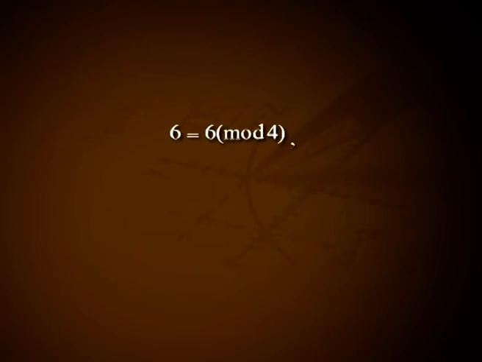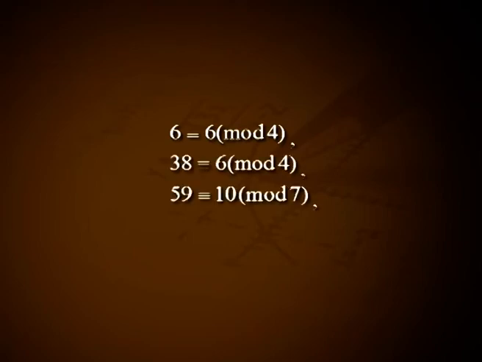Since 13 minus 3 is divisible by 5. 18 is congruent to 3 mod 5, since 18 minus 3 is divisible by 5. Similarly, 6 is congruent to 6 mod 4, 38 is congruent to 6 mod 4, 59 is congruent to 10 mod 7, 40 is congruent to 1 mod 13.